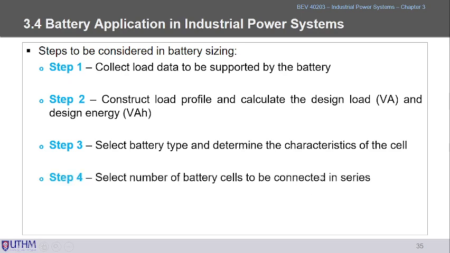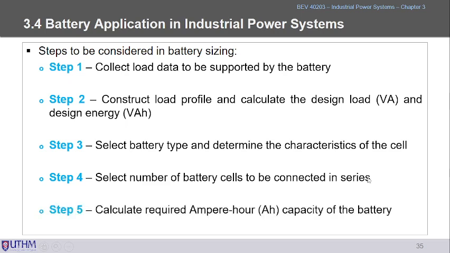And the next, step 4, is to select the number of battery cells. So how many cells we need to consider in series. That means how many battery cells we need to connect in series in order to cope with, for example, the voltage. And of course we can do it in parallel as well, if we seek current enhancement. And step 5 is to calculate the required ampere hour capacity. So this is the capacity of the battery. These are the 5 steps we need to follow in the battery sizing.